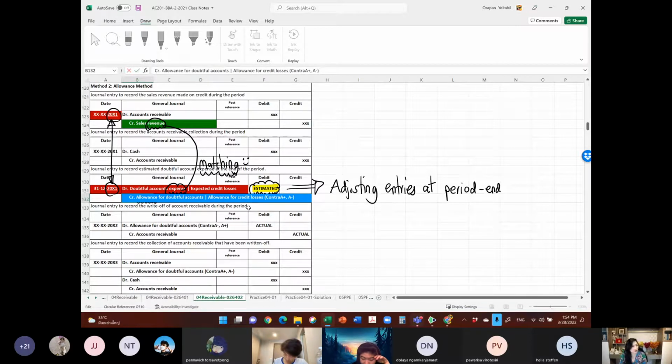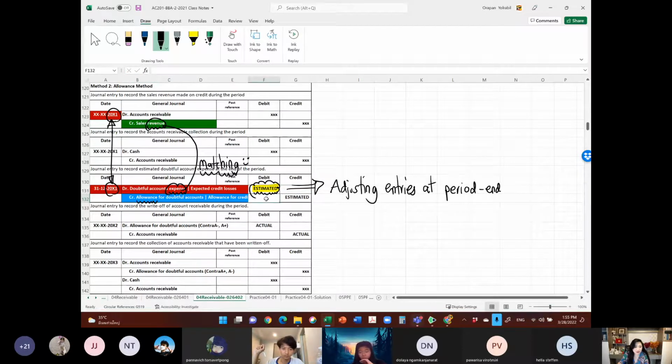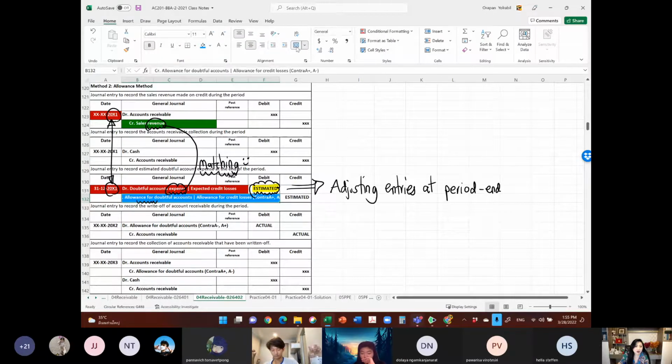Whatever you feel like, they are just the same thing, okay? Allowance for doubtful accounts or the allowance for credit losses. So this allowance for doubtful accounts or credit losses is a contra asset. If you still remember the term contra asset, let me share with you the concept of the term contra asset.